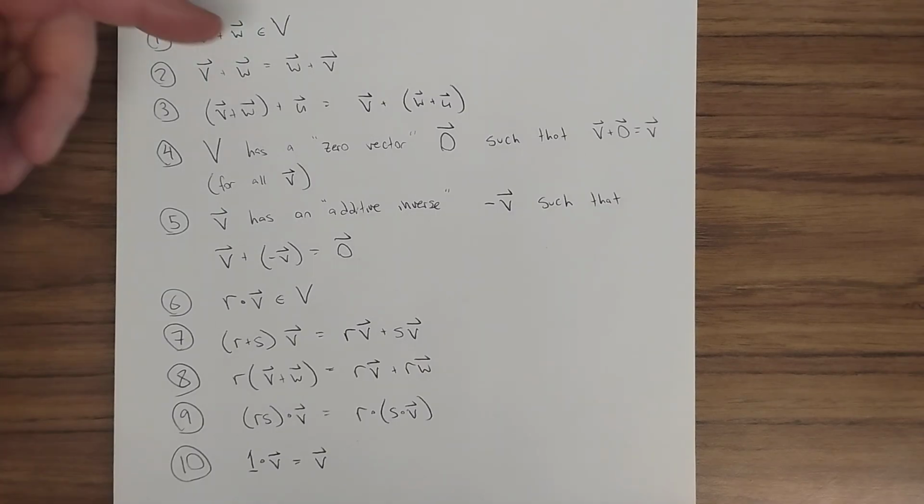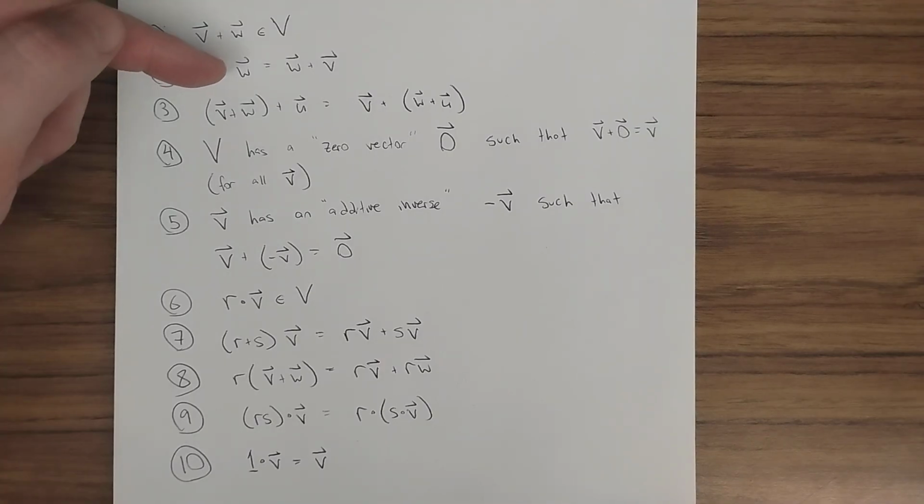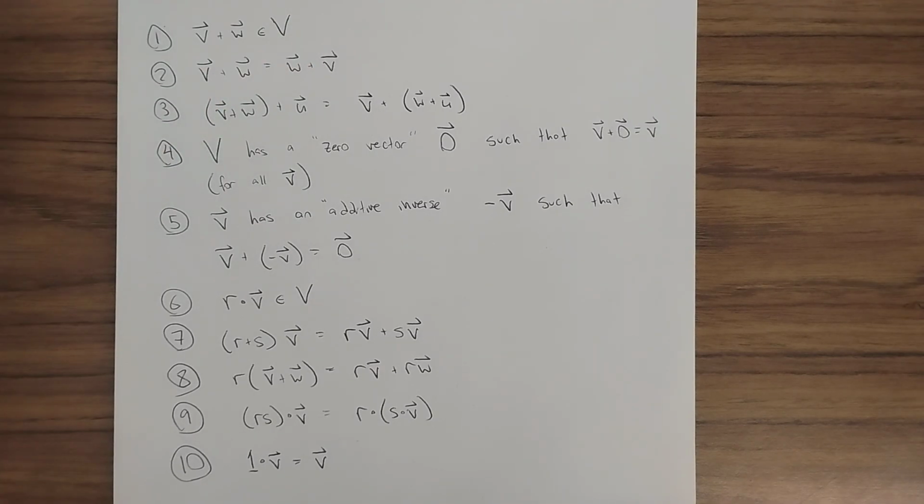So the sum of any two vectors is supposed to be a vector. So if I take V plus W, that's a vector. It's also supposed to not matter what order I add two vectors. So if I do V plus W, it's supposed to be the same as W plus V.